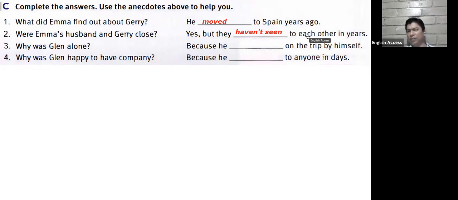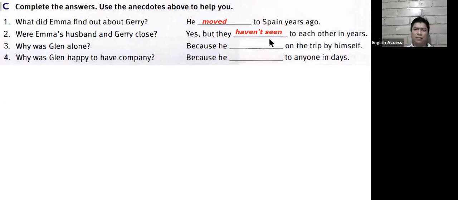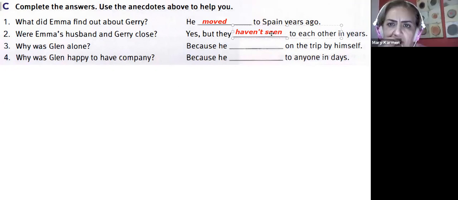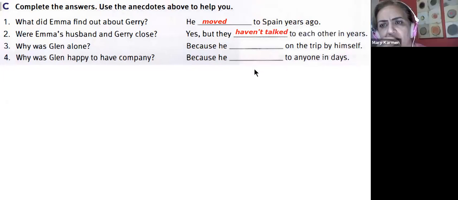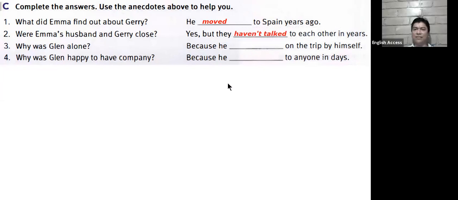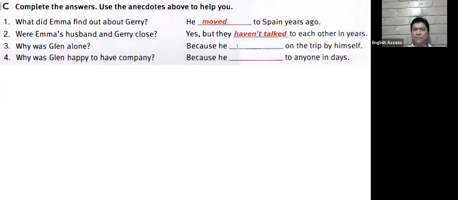Would that be correct? No, I don't think so. It sounds strange. Do we usually put the preposition to with seen? We can change it, or met. They haven't talked to each other. Talk to, that is better. They haven't talked to each other. Number three, why was Glenn alone?